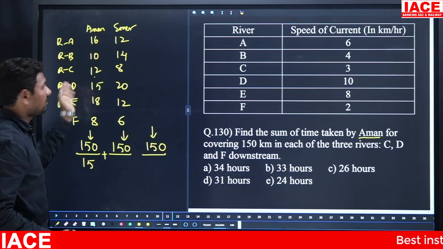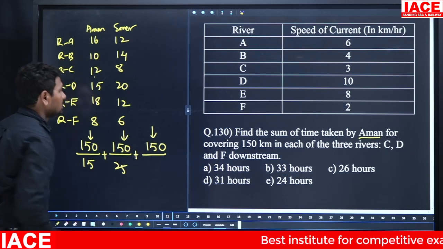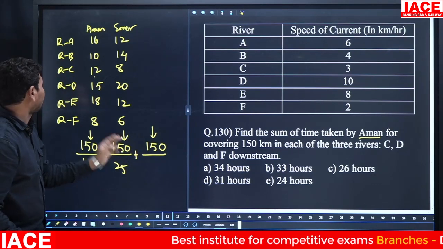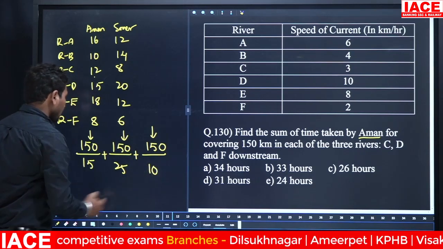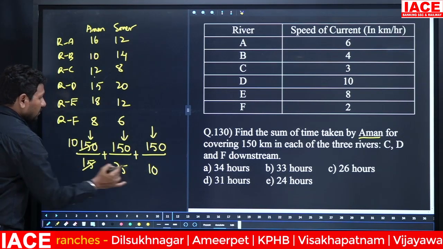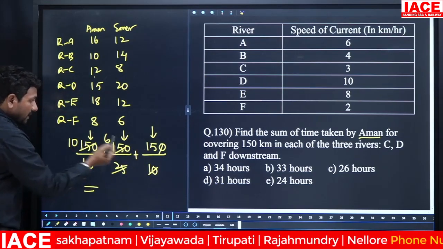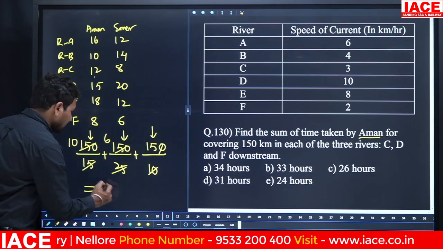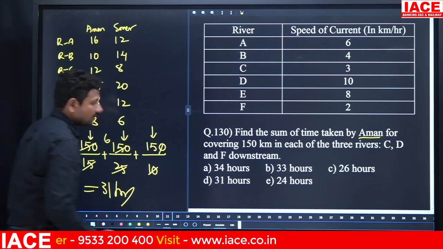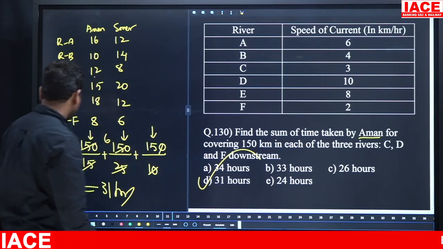Next, C completed. Coming to D: 15 plus 10, 25. Next F: what is the speed? It is 8, and 8 plus 2 is 10. So 150 by 15 is 10, 150 by 25 is 6, and 150 by 10 is 15, so 10 plus 6 is 16. 16 plus 15 is how many hours journey? 31 hours journey. Which option is correct? Option D is correct.